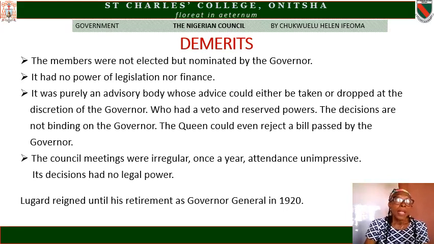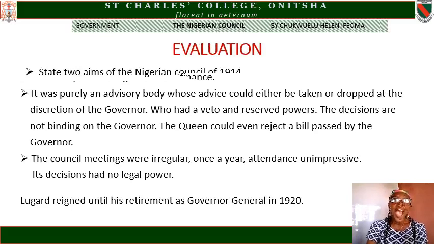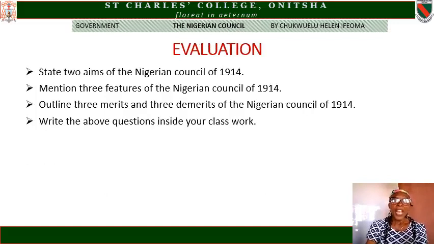But it is worthy of note to stress that the Nigerian Council of 1914 was the first constitution ever set up in Nigeria to discuss the affairs of the whole country. And again, it was a milestone in the constitutional development of Nigeria, meaning that it laid the foundation for future constitutional changes in Nigeria. And this Nigerian Council exposes us to a wider variety of other constitutions in Nigeria. So, in conclusion, the Nigerian Council of 1914 was the first ever established to discuss the affairs of the whole of Nigeria.